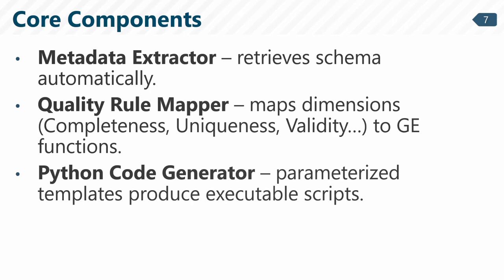Third is code generation. Code generation is a parameterized template that renders clean, deterministic Great Expectations scripts organized by table, version controlled and ready for CI/CD or nightly runs. The output is standard Great Expectations, so teams keep their existing stores, reports and alerting. When the schema changes, we regenerate and the checks stay in sync.